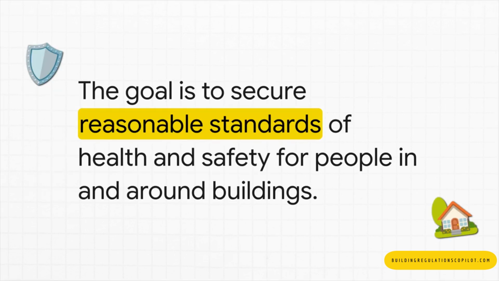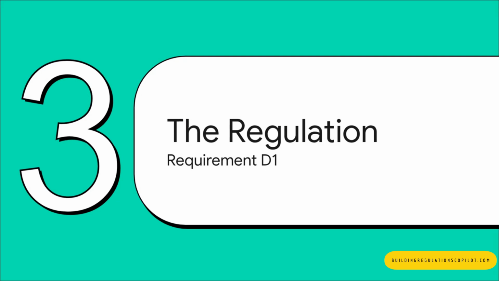And this really brings us back to the fundamental purpose of all the building regulations. It's not just about paperwork or ticking boxes. At the end of the day, it's all about one core mission: making sure our buildings are safe and healthy places for people to be. So we've clearly defined the problem: toxic fumes getting into our homes from insulation. Naturally, the regulations provide a direct solution.